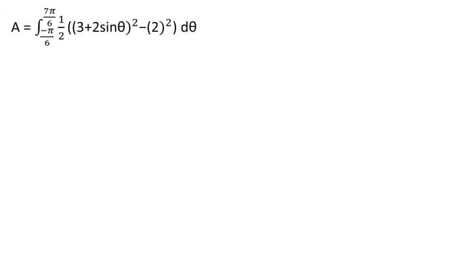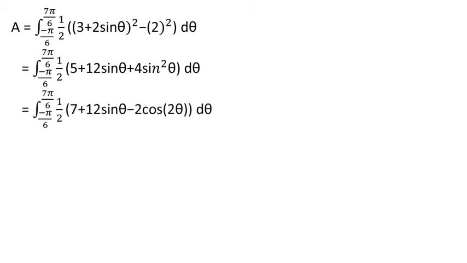So the area equals the integral from minus pi per 6 to 7 pi per 6 of 1 over 2 times ((3 plus 2 sin theta) squared minus 2 squared), equals the integral of 1 over 2 times (5 plus 12 sin theta plus 4 sin squared theta), equals the integral of 1 over 2 times (7 plus 12 sin theta minus 2 cos 2 theta) d theta.